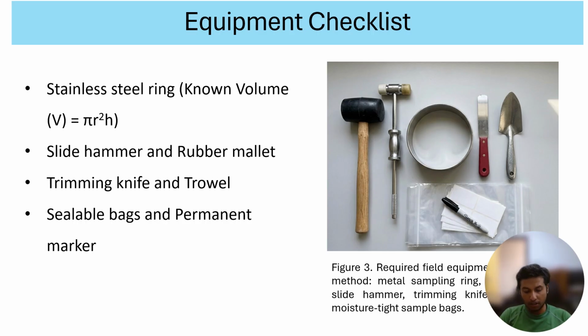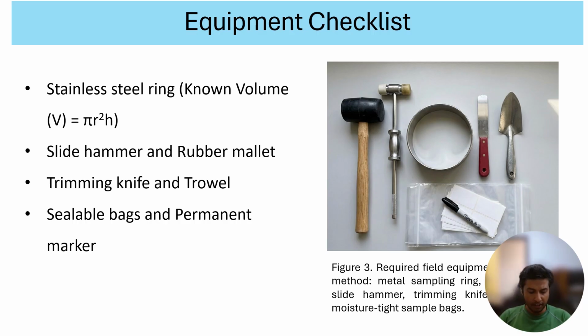The absolute most important piece of equipment is the heavy duty stainless steel ring, because bulk density relies entirely on an exact volume measurement. That ring cannot be dented or warped. We pre-calculate its internal volume using the classic cylinder volume formula.